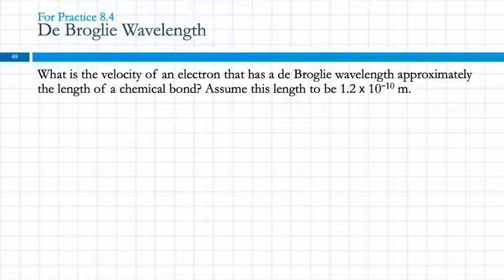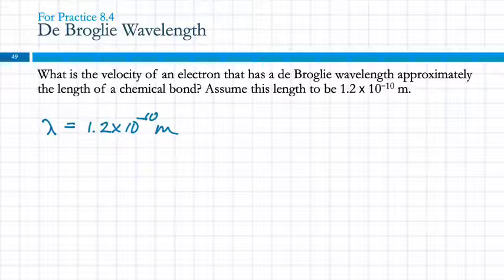So we can use this relation to solve problems like this. What's the velocity of an electron that has a de Broglie wavelength approximately the length of a chemical bond? Assume this length to be 1.2 times 10 to the minus 10 meters. So they're saying that for this relation, the wavelength of this particle is 1.2 times 10 to the minus 10 meters. And they're asking, what is the velocity?